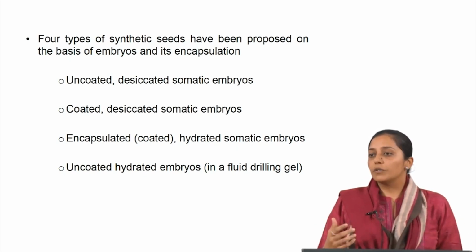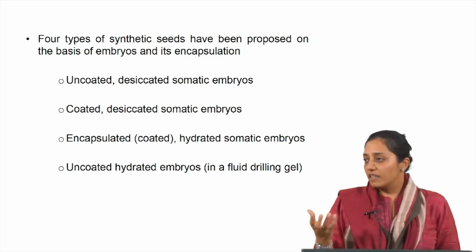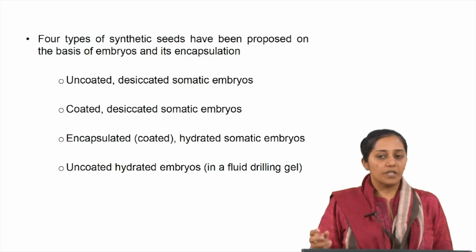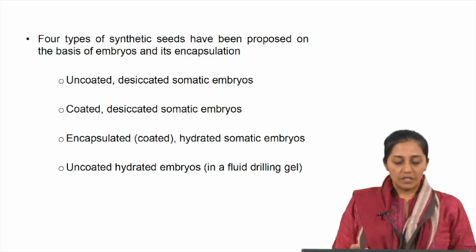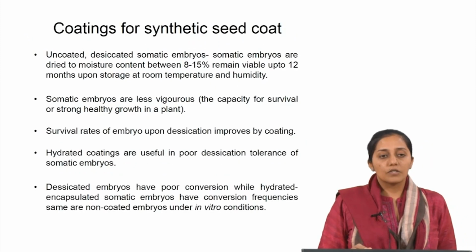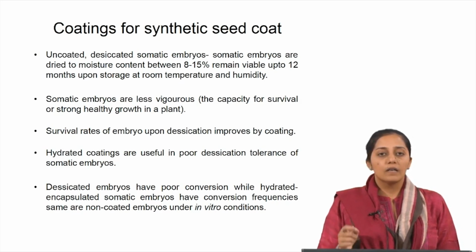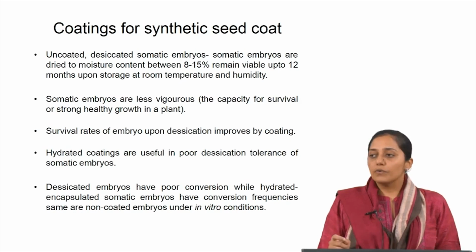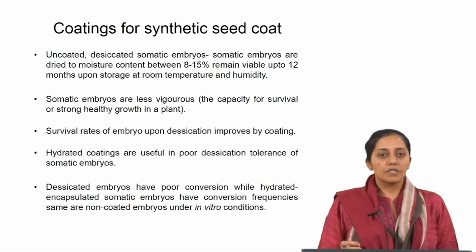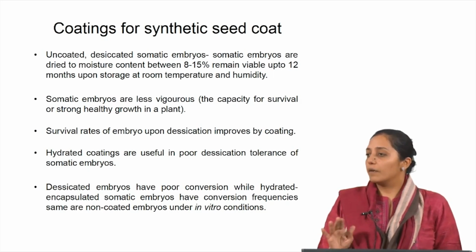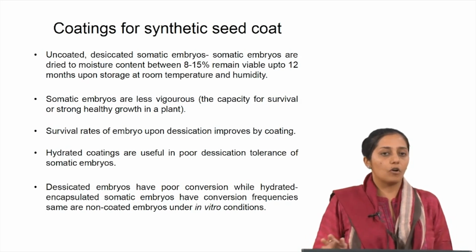You need to make sure of the balance between the embryo's vigorousness to convert, the time it takes to regenerate into plantlets, and the protection from the environment such that it does not become non-viable. So, let us talk about the coatings. Uncoated desiccated somatic embryos, what are they? Somatic embryos dried to reduce the moisture content to 8 to 15%, such that they can remain viable up to 12 months, which means they can be stored for a year.